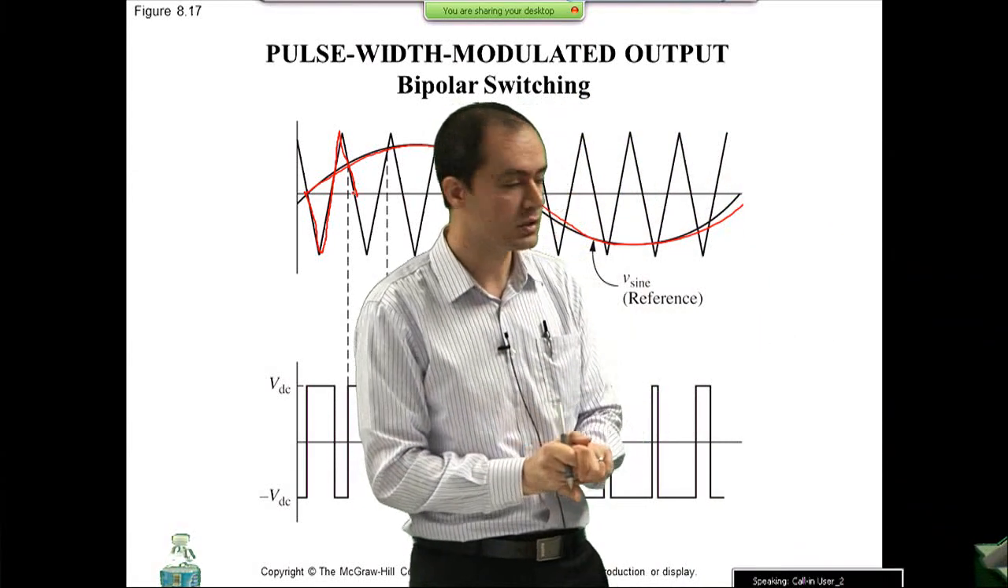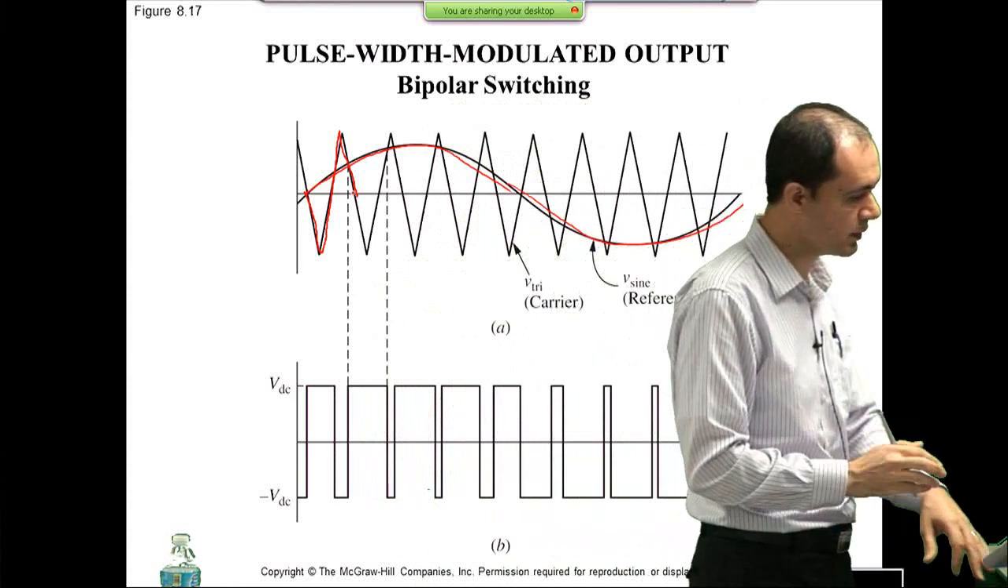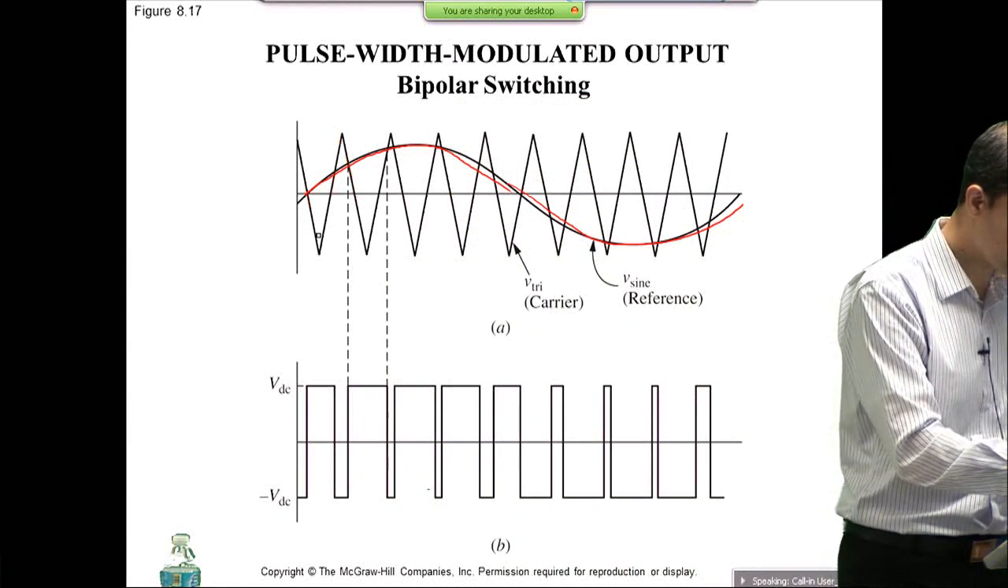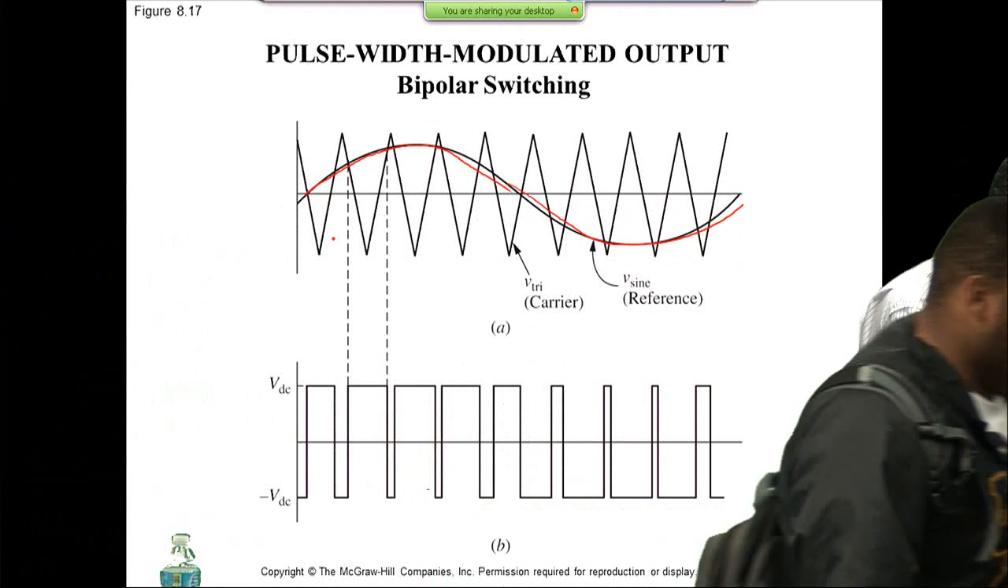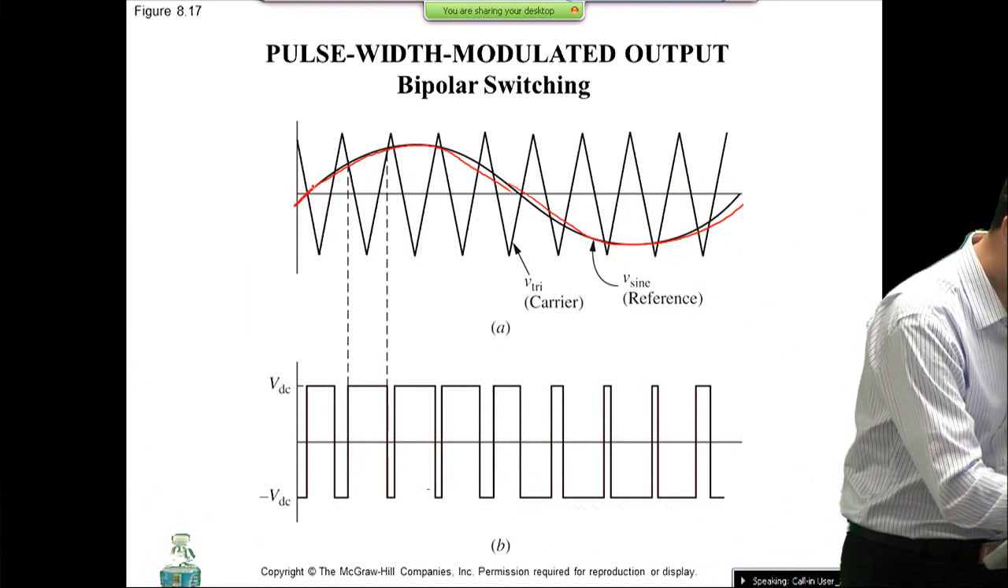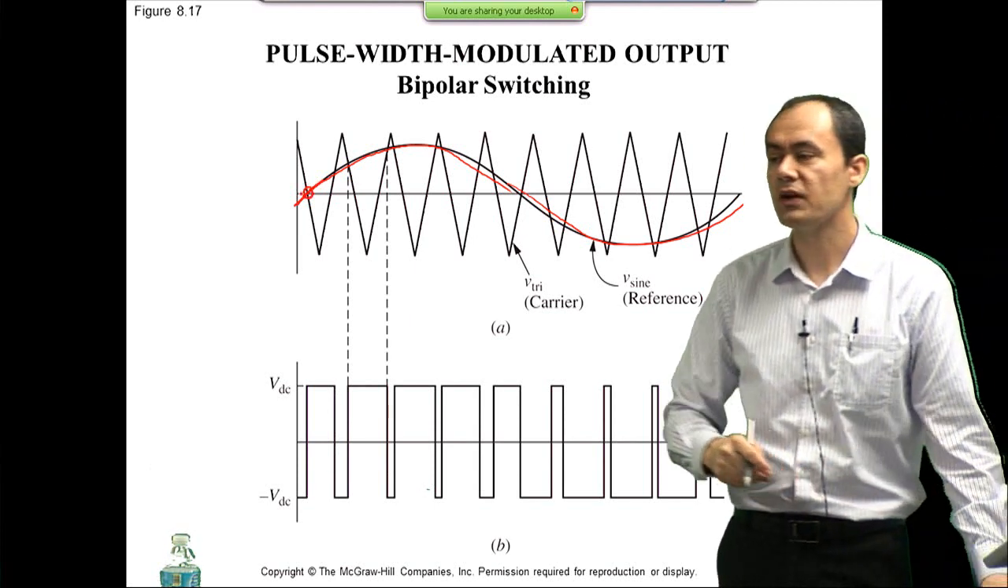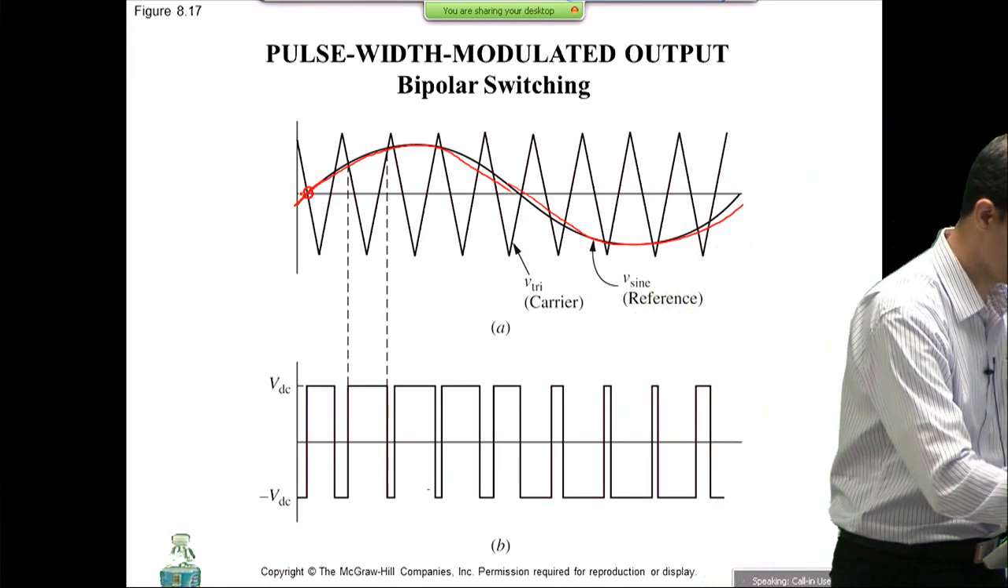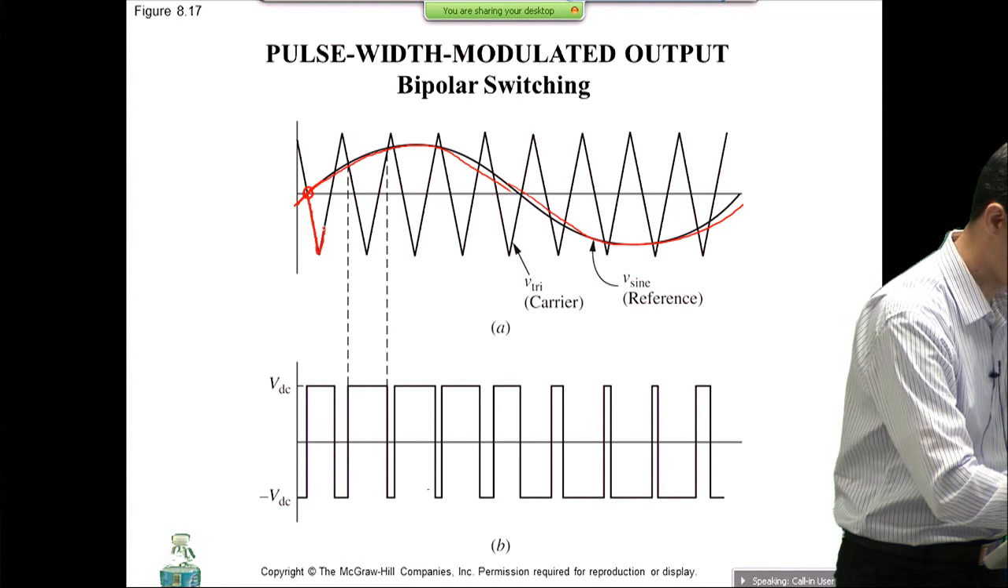One thing that I haven't mentioned in this class, what's actually important to remember is, in terms of phase, whenever your reference is going from negative to positive, like at this point over here, your triangular waveform is actually going to the negative areas. So remember that.